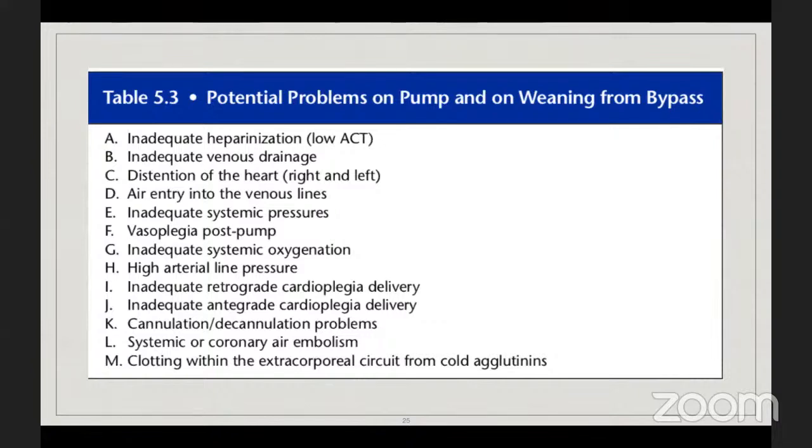Looking at the blood color, okay. Yeah, of your arterial line. Okay, thank you, Dr. Matala.